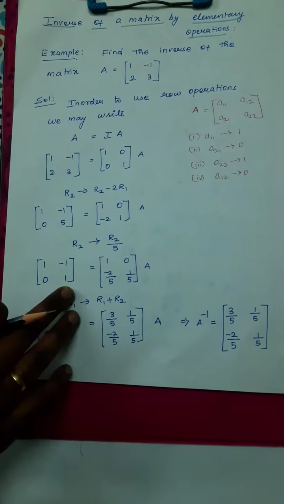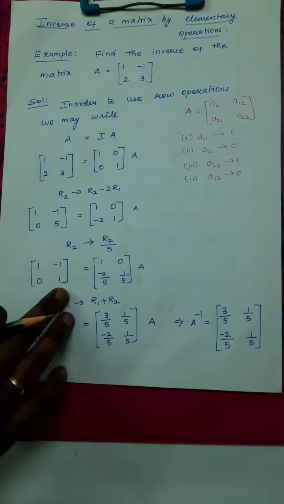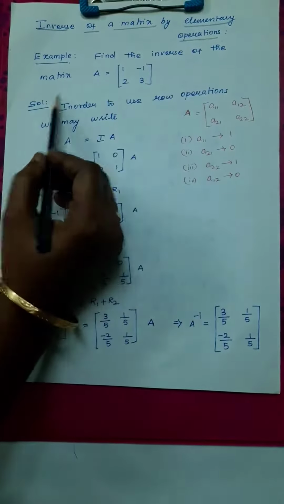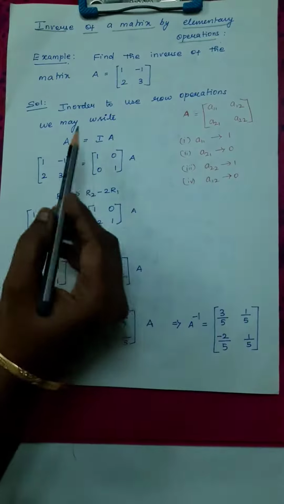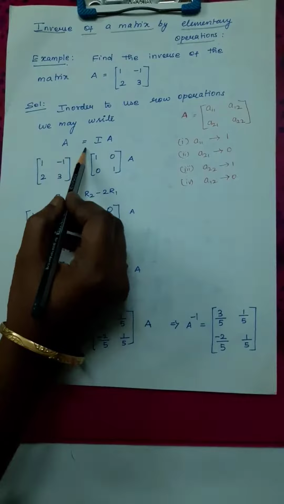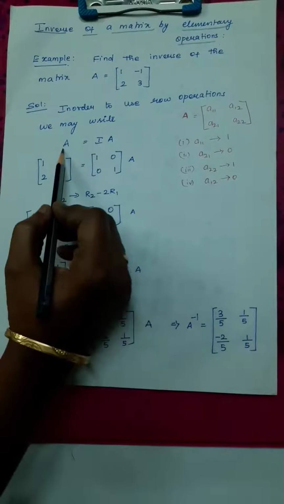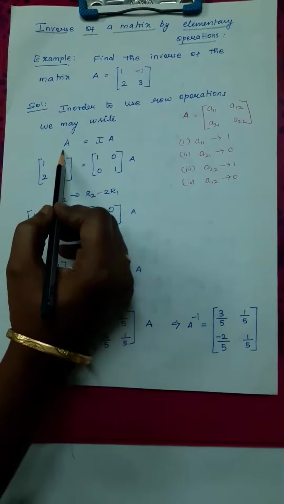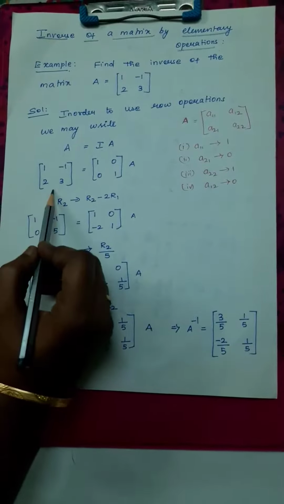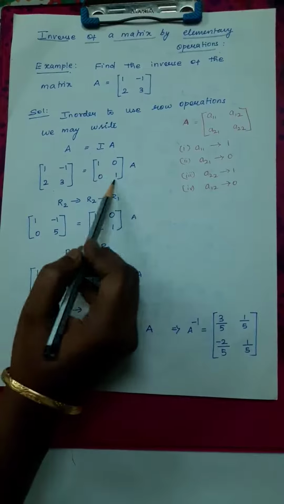Now we are going to see how to find the inverse of a given 2 cross 2 matrix by using elementary operations. For example, find the inverse of the 2 cross 2 matrix A. Now we are going to apply row operations. For row operations we need to write A equals I into A, since the product of any number with 1 gives the same number. So we write A equals identity into A. Now write the given matrix A, and the identity matrix is the 2 cross 2 matrix 1 0 0 1, into A.